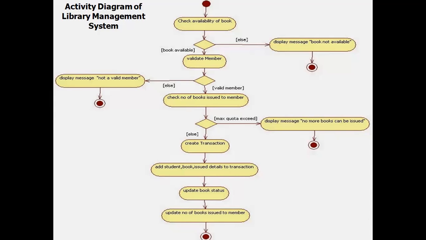Next one is validate member. If the member is not valid, we need to display the error message. If the member is valid, check the number of books issued. If the limit is exceeded, display the error message. If not more than the allowed books are issued, create the transaction. These are the flow chart steps. Activity diagram means just like a flow chart.